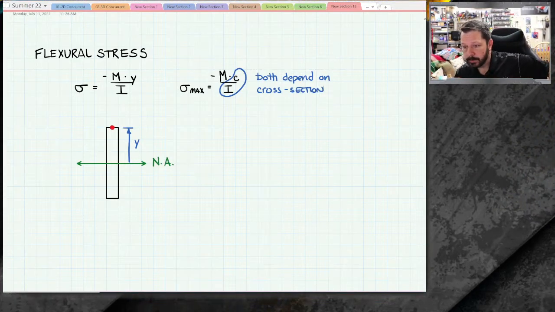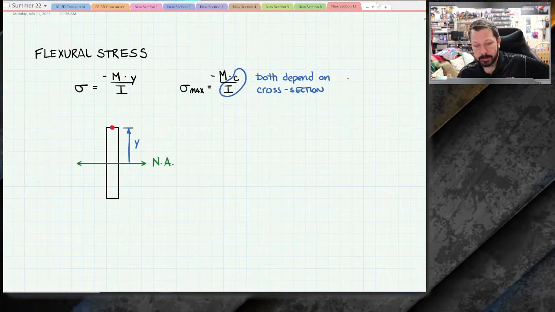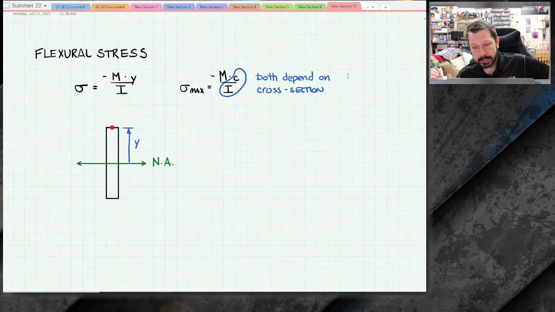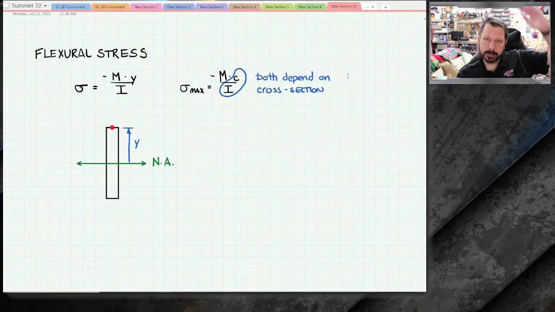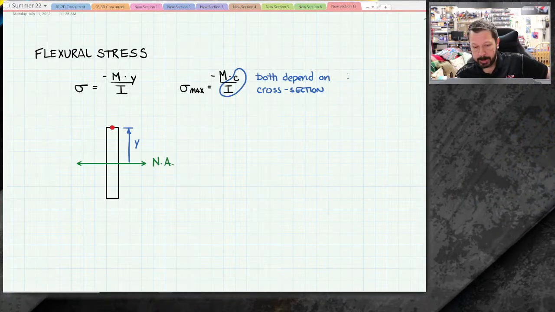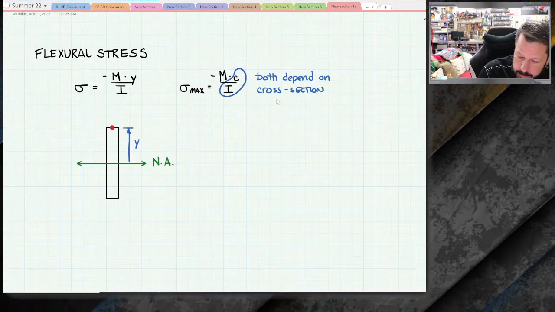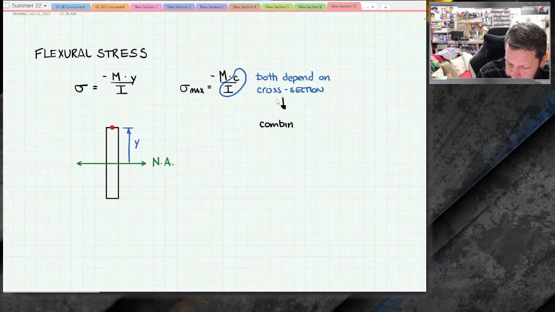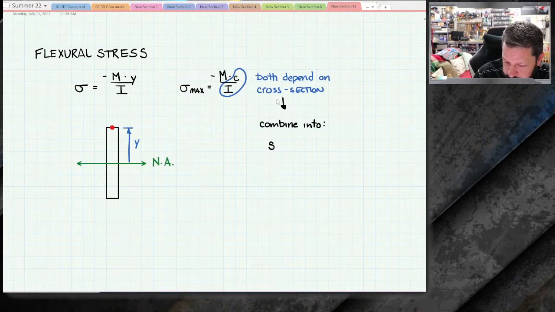So you've got the moment of inertia in the denominator there, that is dependent on the shape of the cross section, and you've got C in the numerator, which is also dependent on the cross section, at least how tall it is. So both of those are related to the shape of the beam, and so you can combine those together. So you combine them into this variable called S, the section modulus.